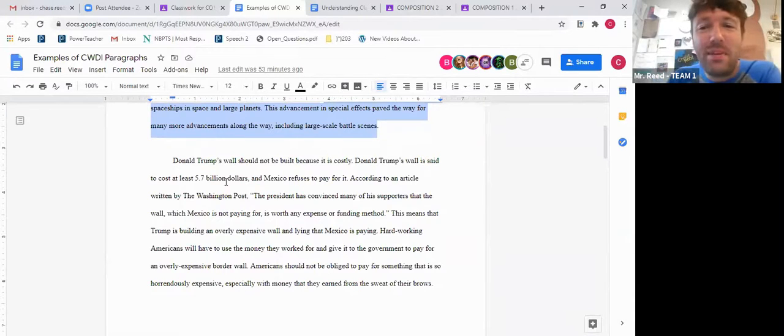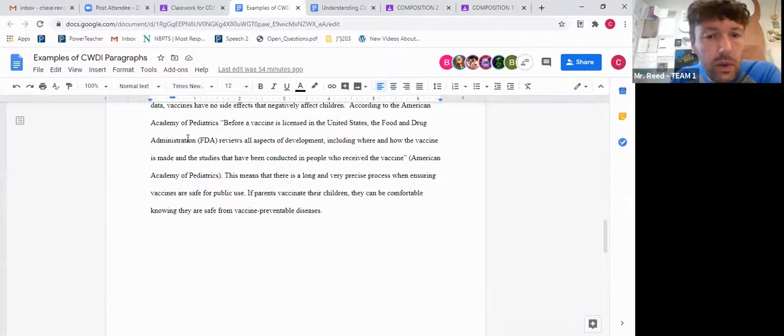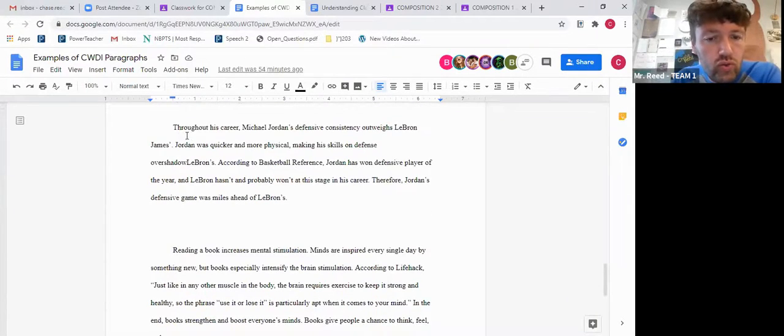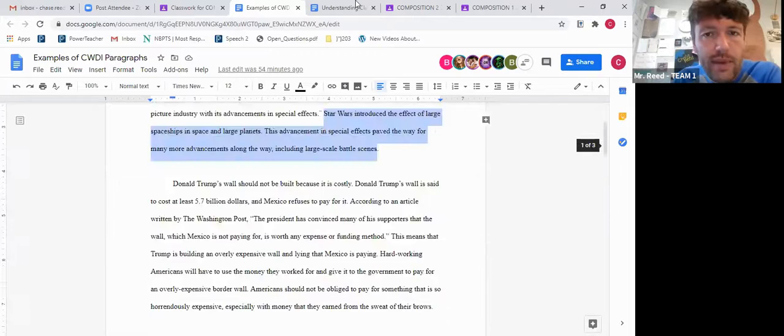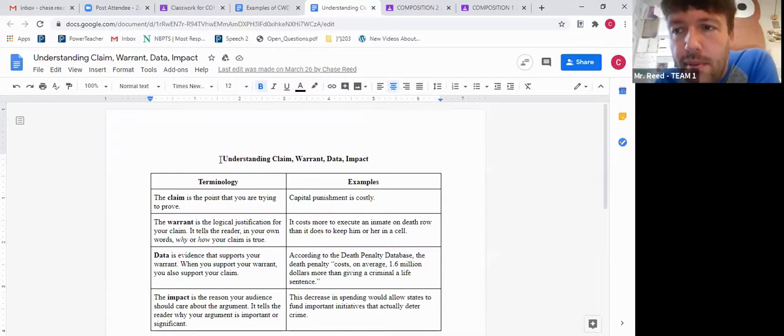All right, let's look at a couple other paragraphs here so you can see their parts. Let's go back to my example. So the kids, okay, let's look at each part of this. Here's a claim. I'm on a different page now, okay? This page is a different resource, Understanding Claim, Warrant, Data, Impact. Okay, look at this particular paragraph and you can see it in all of its parts. The very first sentence says, capital punishment is costly.